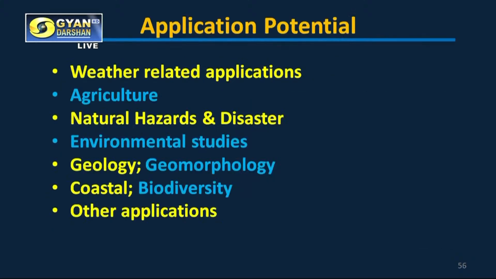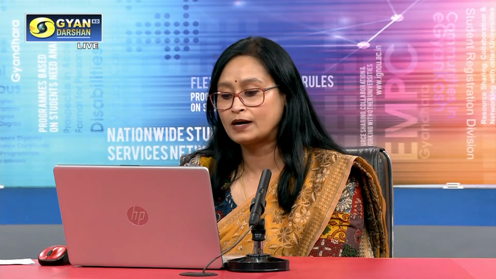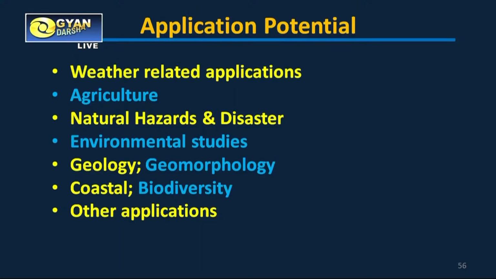Talking about the application potential, like in weather related applications, meteorologists use satellites to track and forecast cyclone behavior. They detect and track storms, and even today satellite data is used for climate research, for El Nino and La Nina predictions, and also for fishery management. And meteorologists' satellites also provide real-time rainfall data, which is very useful for forecasting floods.